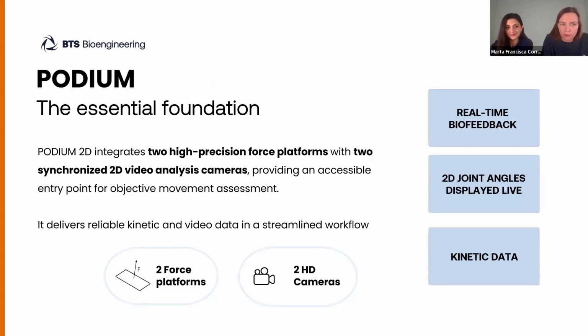This is the first configuration, the Podium Essential Foundation. Here you have two high precision 3D P6000 force platforms with two synchronized 2D video analysis cameras, so just HD color cameras. This provides the entry point for objective movement assessment and of course biofeedback. You see 2D joint angles displayed in real time, and you have all the kinetic data. So it's reliable, but it's just the entry level.